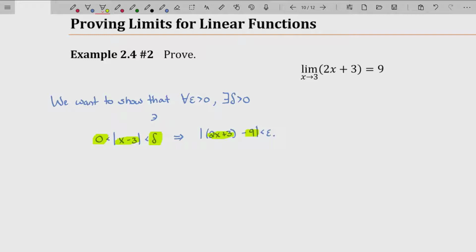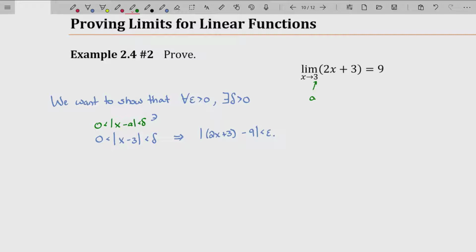So again, let me go ahead and remove my highlighting here and just show you that this does align to the actual definition, because the actual definition had this. As long as the distance between x and a is less than delta, a is being played by 3.